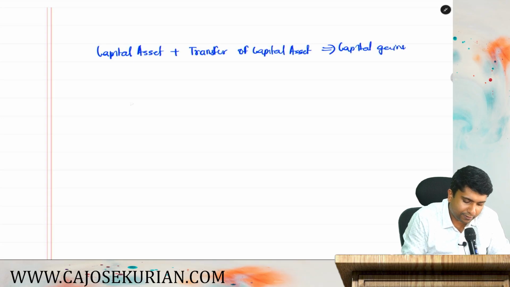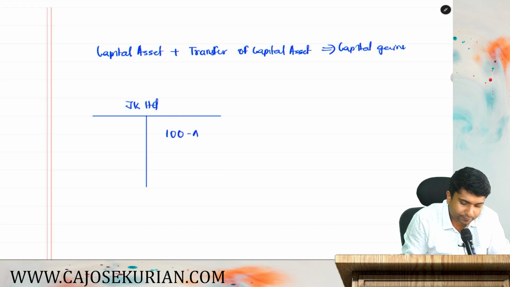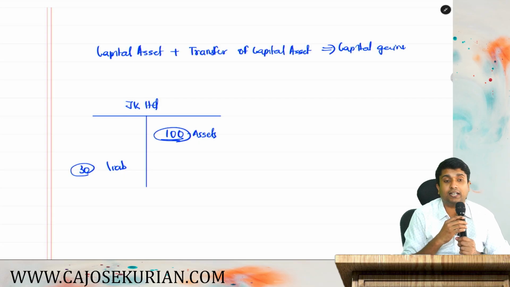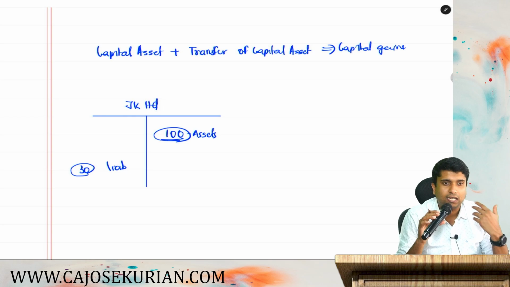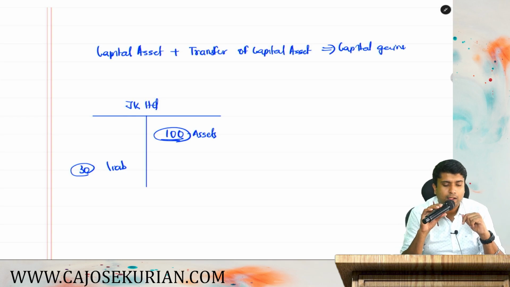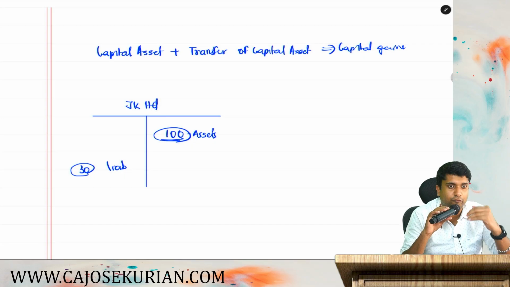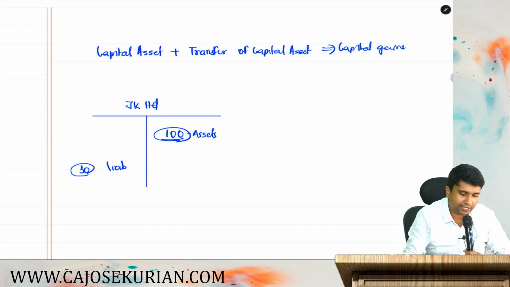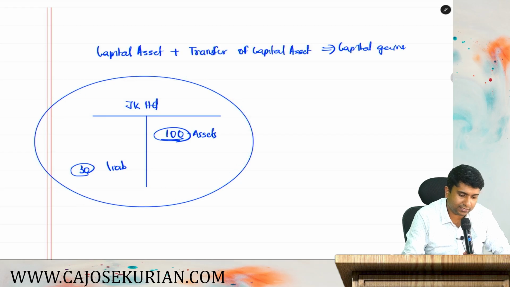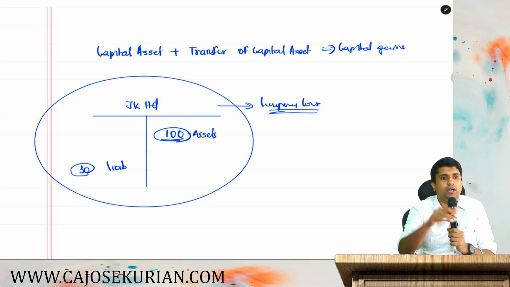Now friends, listen. Imagine, say I am a company JK Limited. I have a particular unit where I have lots of assets. Say 100 assets are there. And I have around 30 liabilities. 100 means not the value, it's the count. Okay. There are 100 assets and around 30-40 liabilities. I am transferring this entire business for a lump sum consideration to another person.